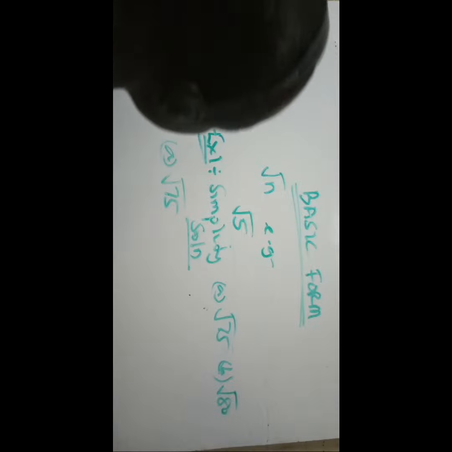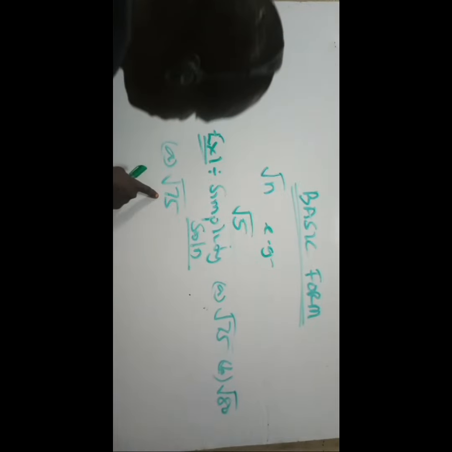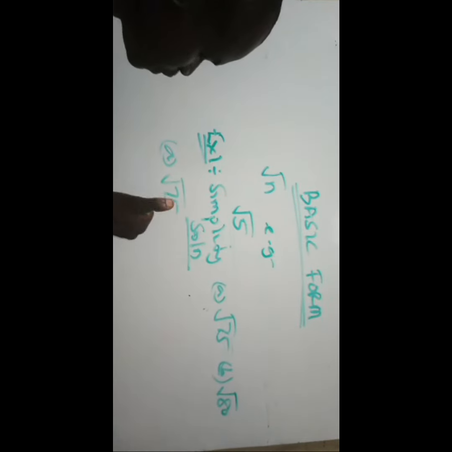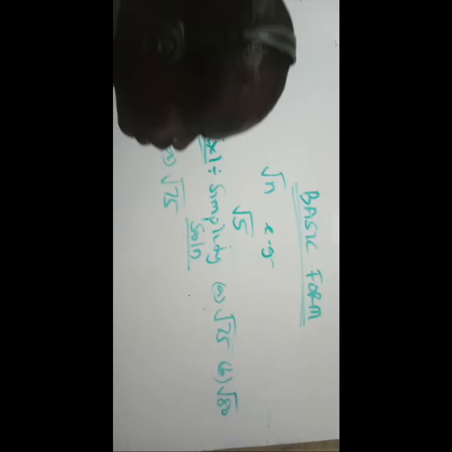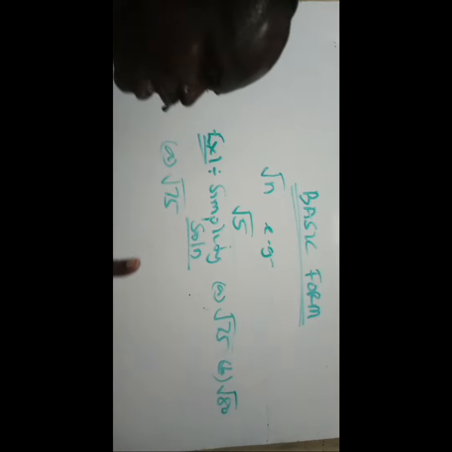75 cannot be said to be in its basic form because we can actually split this down into two, in which one of the digits that we are going to get here can be called a perfect square. When do you refer to a number as a perfect square? If the square root of that number gives a whole number, then we call such a number a perfect square.